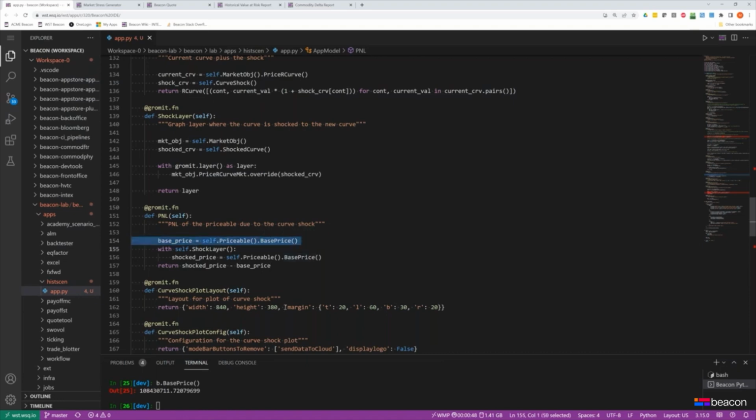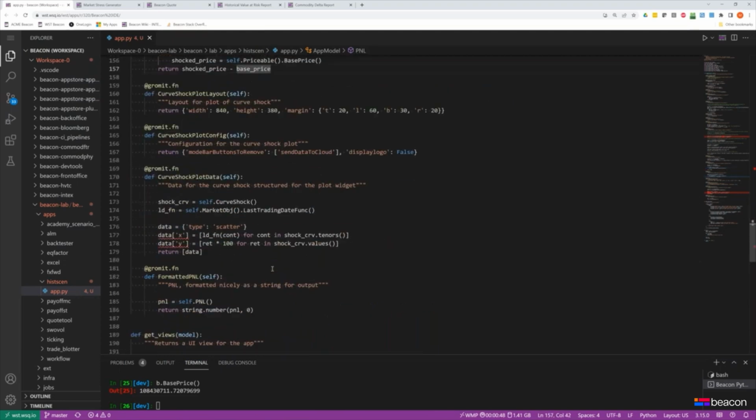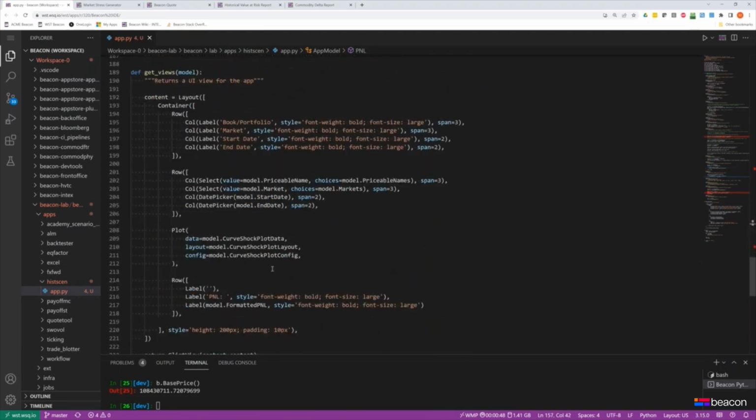And again, it uses a dependency graph that makes it really easy to code this stuff. So I just say I've got the base price, that's the price without doing the curve shock. And then in a grommet layer, which is a layer of the dependency graph where I've applied my shocked curve, I can go in and get the price of the book. So it's really easy to do calculations like that using the dependency graph.